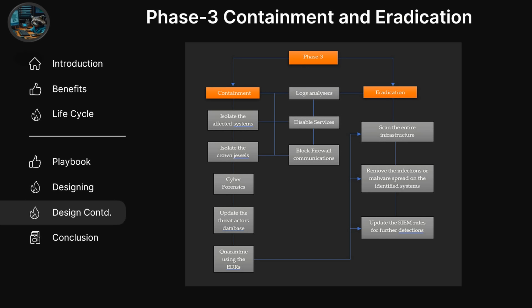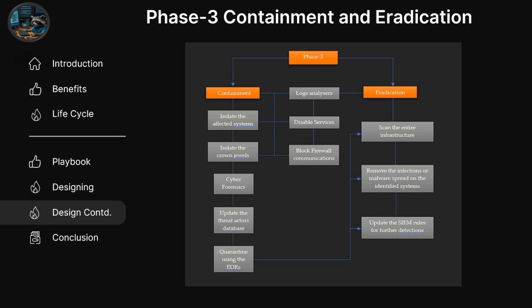So how will we contain it? We isolate the affected systems by disabling the services. We isolate the scoundrels by blocking the communications on the firewall. We perform cyber forensics. In my previous videos, I have showcased some examples of cyber forensics. We will update the threat actor database. Every organization has their own threat actor database, and they can also use online portals, where they can go and create pulses. Once they create a pulse, they can add their own TTPs and IOCs there, and other organizations like VirusTotal will take those pulses and start updating their databases.